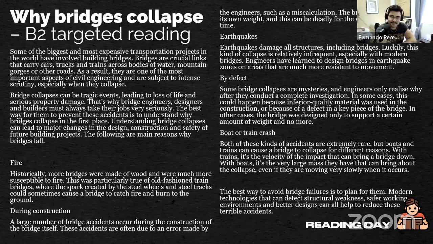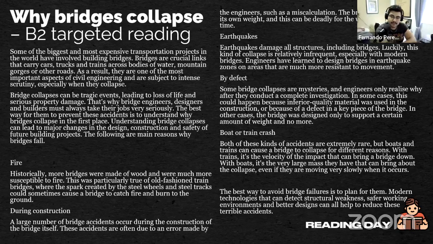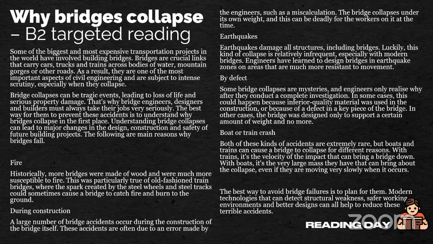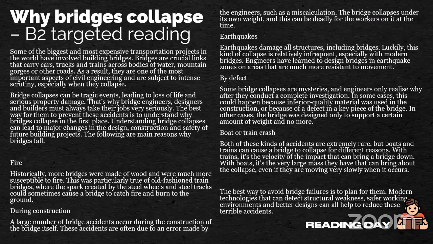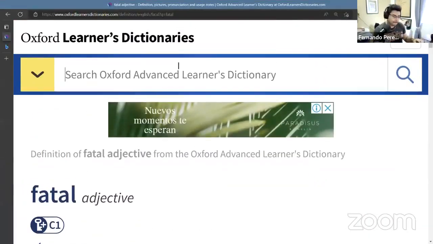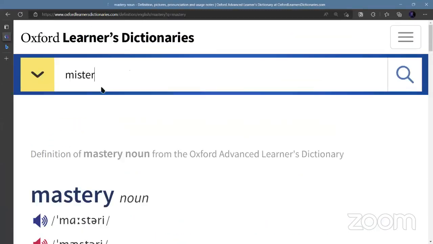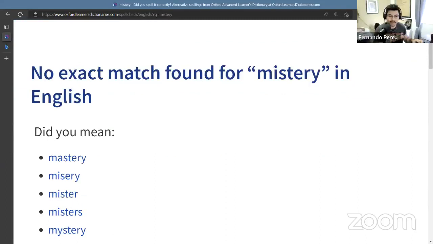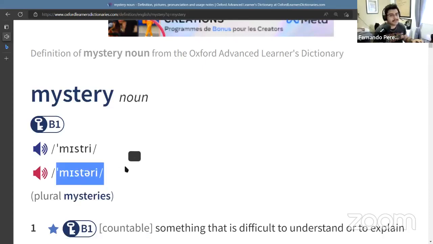Okay, by defect. Some bridge collapses are mysterious. Again, what are they? Some bridge collapses are mysterious. Okay, what is the name of something that you don't know how it happened? Mystery. Okay. It's with Y. Yep, you are correct. Mystery. If this is the singular, what's the plural?